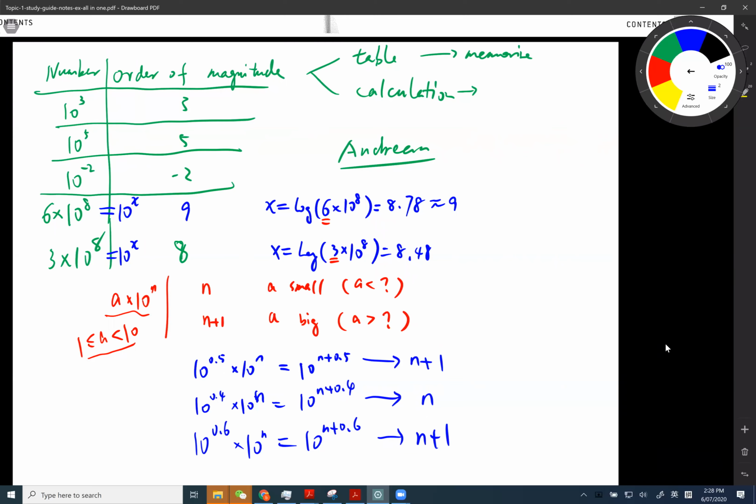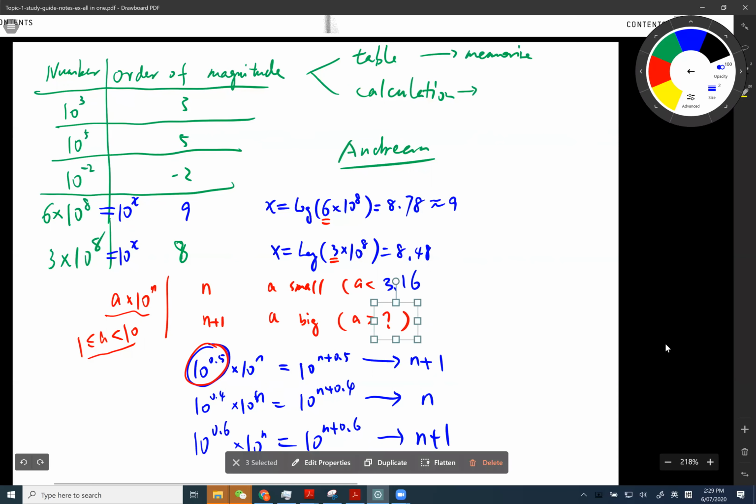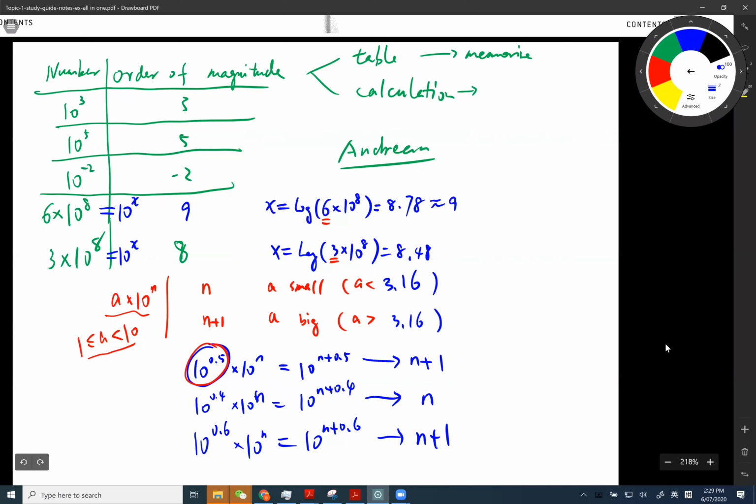So the boundary is here. What's this value? Calculator. 3 point something, because 10 to the power 0.5 means the square root of 10. 3.16. If less than 3.16, you don't need to round up. If bigger than 3.16, we round up. Roughly. They don't give you a question just on the boundary. That's the idea. That's order of magnitude.